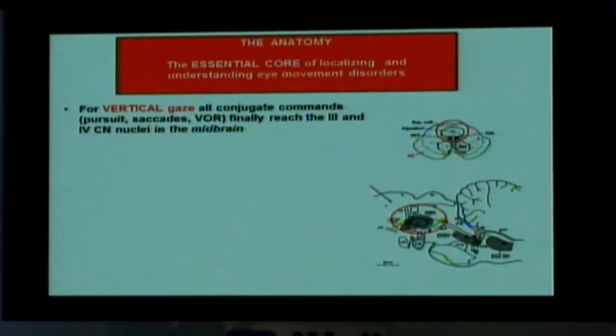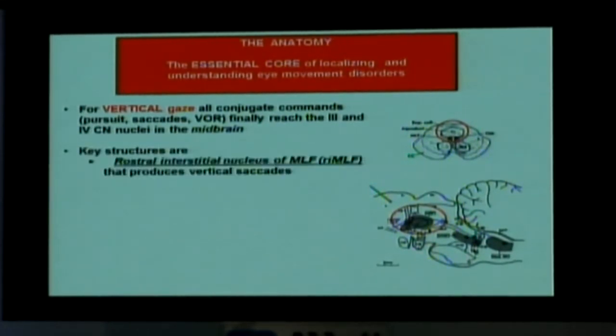Okay, well, let's move on to the vertical system. Again, the core of understanding neurological eye movement disorders is knowing a little bit of the anatomy. So, all the vertical gaze commands reach the third and fourth cranial nerve nuclei in the midbrain. The key structures: the rostral interstitial nucleus of the MLF, or RIMLF, produces vertical saccades. It is the equivalent of the pontine paramedian reticular formation.